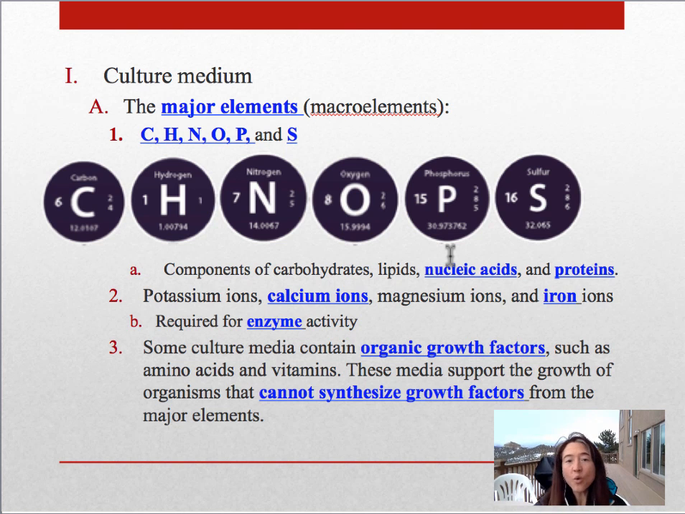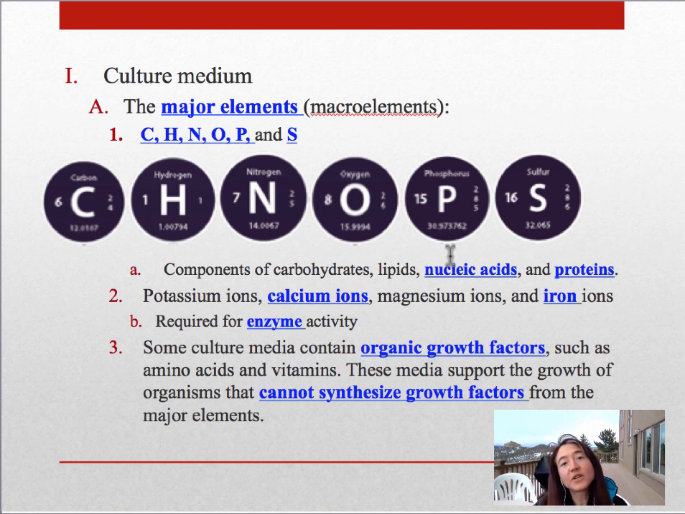Now, they're not the only major elements. We know that there are other elements that are also required. For example, metal ions. There are a lot of enzymes that can't do their catalysis without them, iron being one of those. We know also that there are some organisms that are more resourceful than others. Some of them can live in very minimal media.